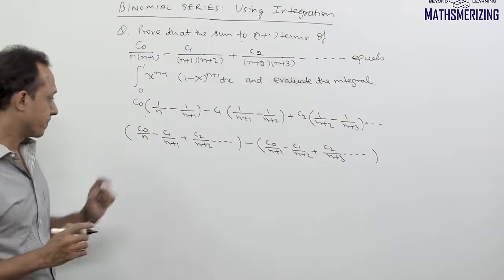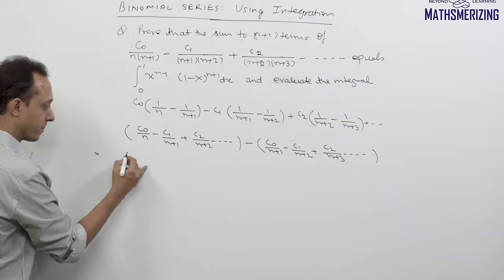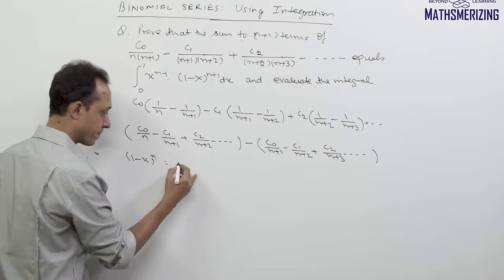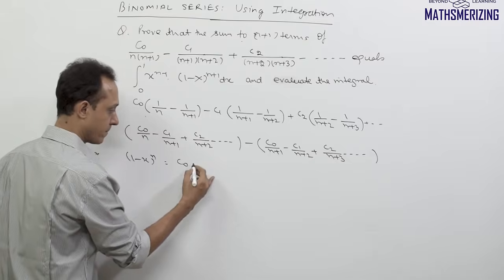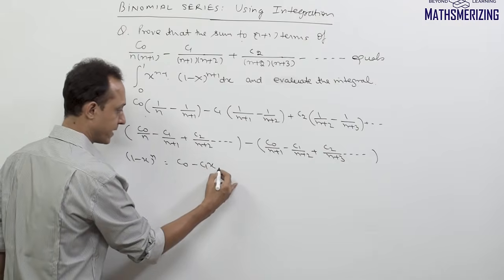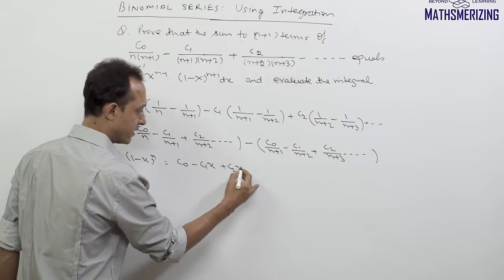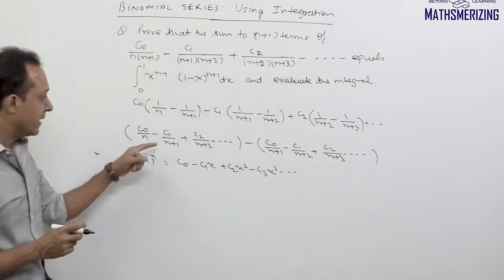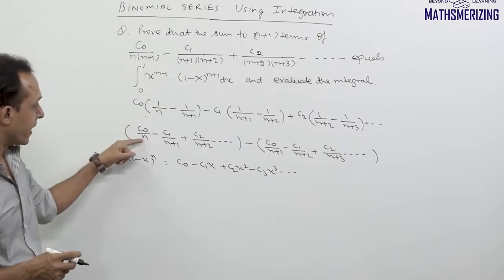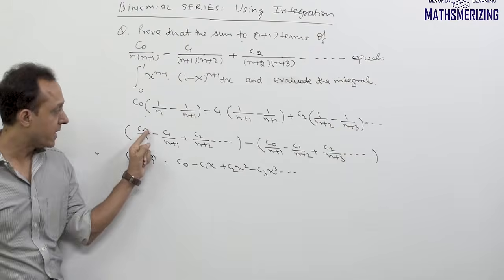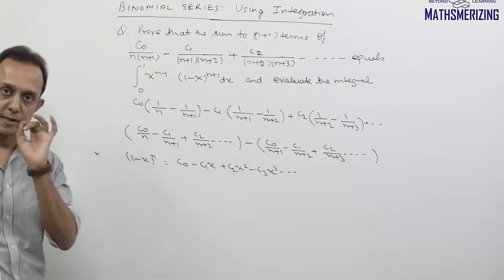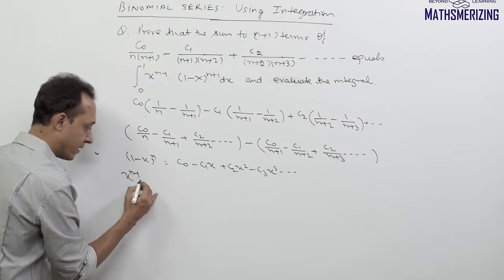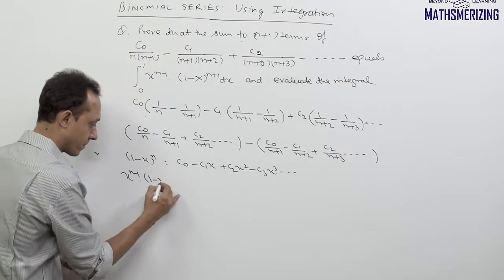Now for this series, I'll take (1 minus x) to the power n. So I'll write it as C0 minus C1x plus C2x square minus C3x cube. Now here I'll need C0 upon n, so the power of x should be n minus 1. So what I'll do is multiply by x to the power n minus 1.